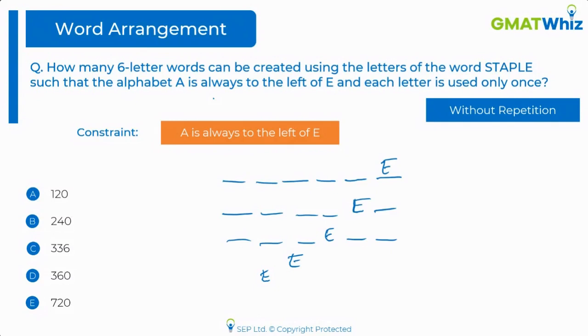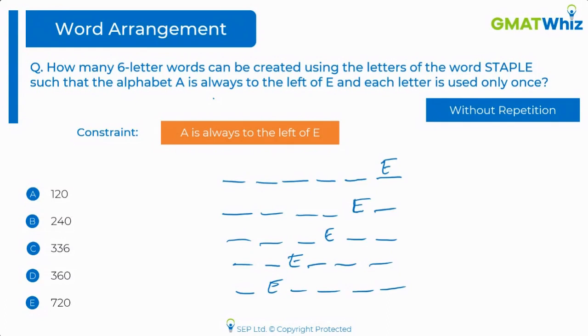Okay, so let me quickly create these cases here. There are 6 places here and 6 places here as well. Again, don't worry, I'm going to teach you a very simple method as well. Rajdeep, you're right, you cannot assume that A and E are adjacent. That's incorrect.